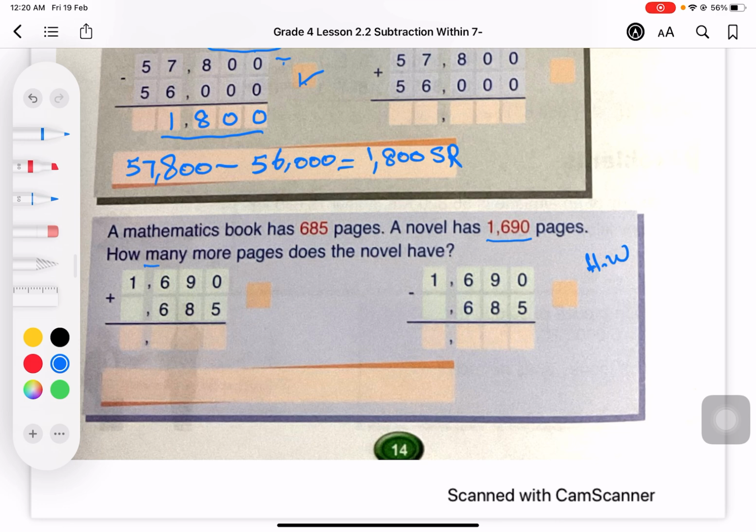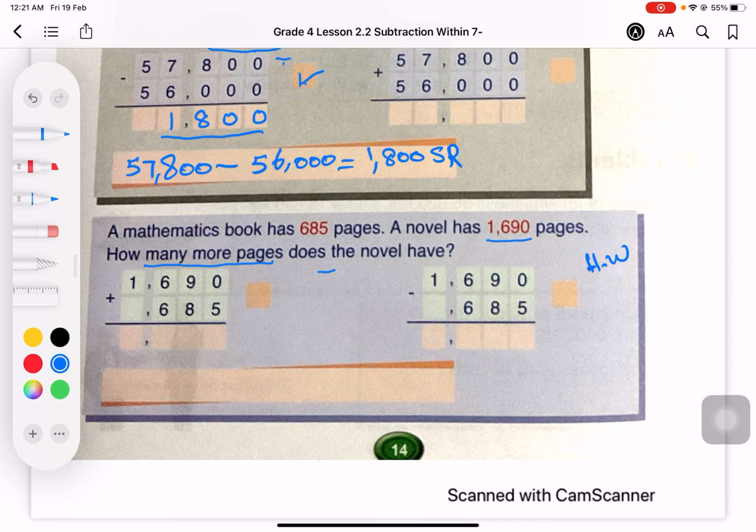How many more means what we need to do. What did I say? How many more, or how much is the difference, how much is left? You need to subtract. Remember that you need to subtract the big number minus the small number, okay? And you need to write it here horizontal after solving, and you should write the unit. You are talking about what? Pages. How many more pages?